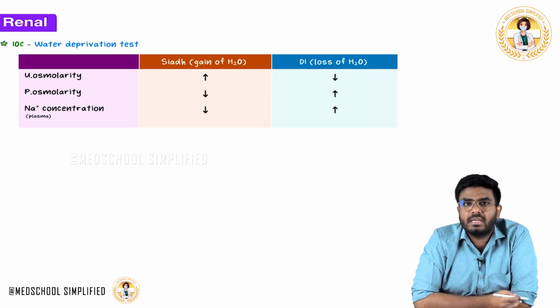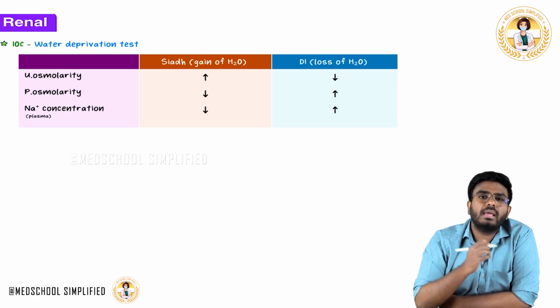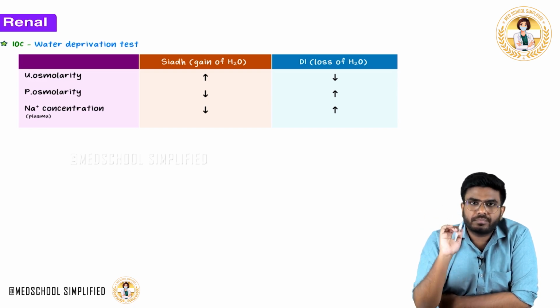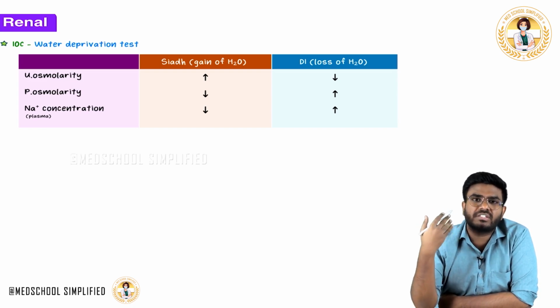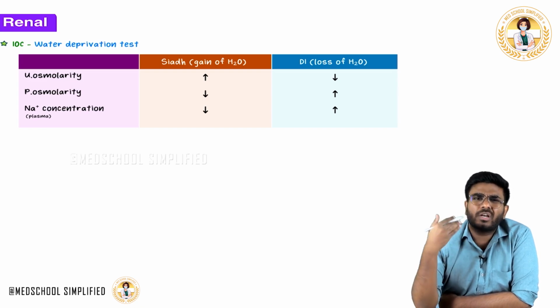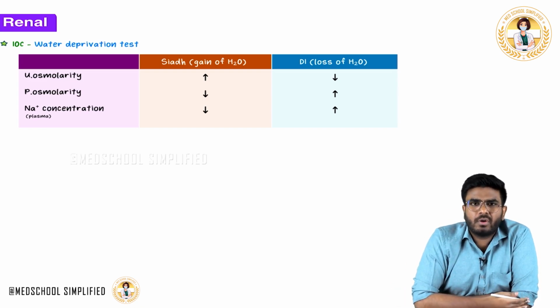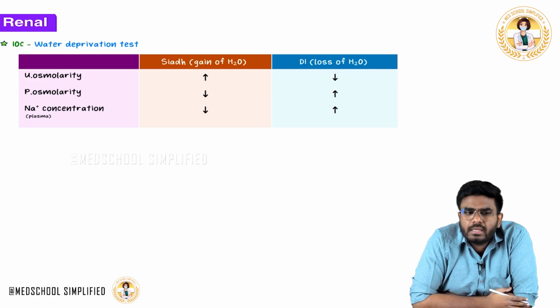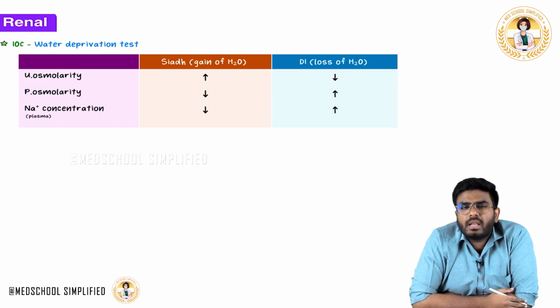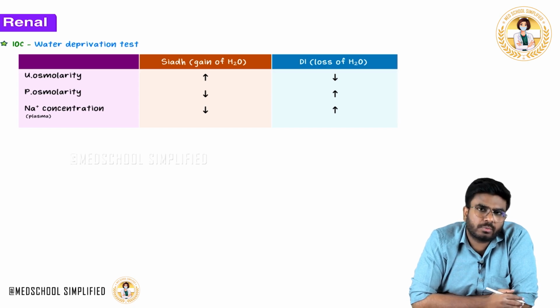Actually, there is a case called psychogenic polydipsia, where the patient is continuously drinking water. Lots and liters of water he is drinking. Now when he drinks more water, automatically more urine will be produced. So if he comes and says, doctor, I am producing more urine, the first thing that comes to your mind is that maybe this patient is drinking more water, that's why he is producing more urine.